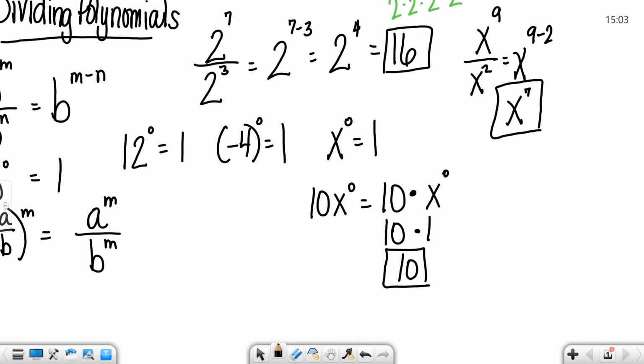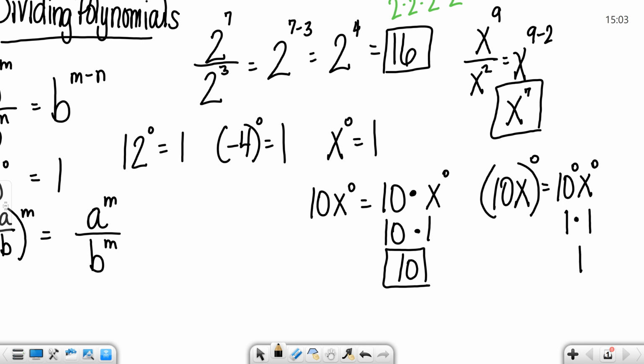So be careful the way that it's written. Another way that that could be written is if I had the 10x in parentheses and then it was raised to the 0. Now that changes things, because remember we said anything in the parentheses would get the exponent. So I have 10 to the 0, x to the 0. Now 10 to the 0 is 1, x to the 0 is 1, and so on this one, my answer is 1. So just be careful, make sure you pay attention to the way that the problem is written. Is the exponent 0 on the whole thing, or is it just on part of it?